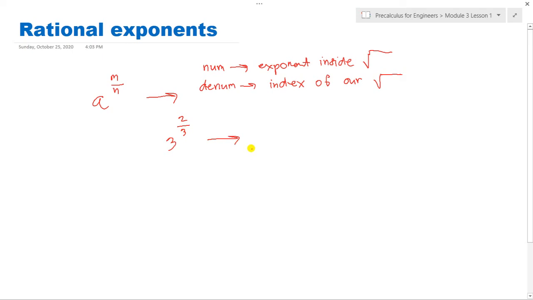So if we're going to convert this into a radical expression, so again class, lagay mo lang yung 3 sa loob, just write a radical symbol, lagay mo si 3. Then since yung numerator natin is 2, that would serve as our exponent for the radicand. So 3 squared. Then our denominator here, the number 3, is our index. So therefore, cube root pala ito. So this is just simply read as cube root of 3 squared.